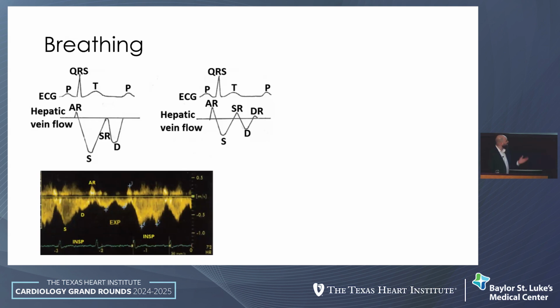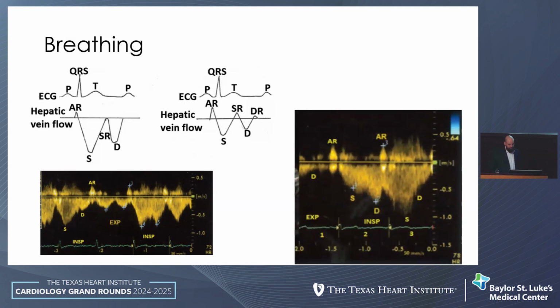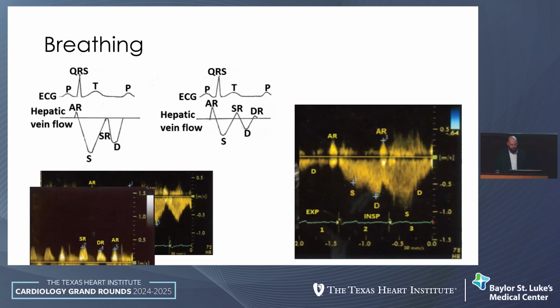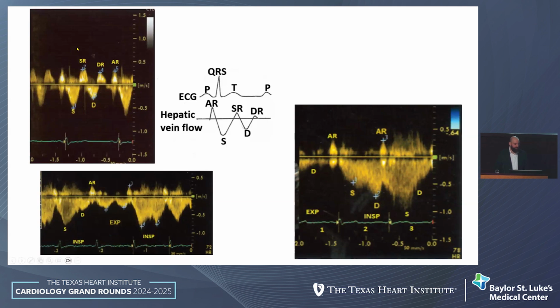Here's an example of a patient taking a deep breath in. Look at that augmentation and increase in the S and the D waves. Another example of a deep breath, and you can see that the hepatic veins have gotten larger. Here's someone who took a deep breath out, and look at that sinus reversal wave and that reversal wave during diastole as well.